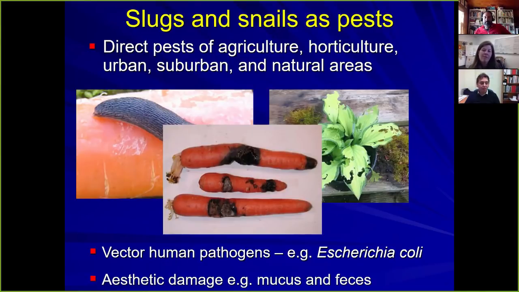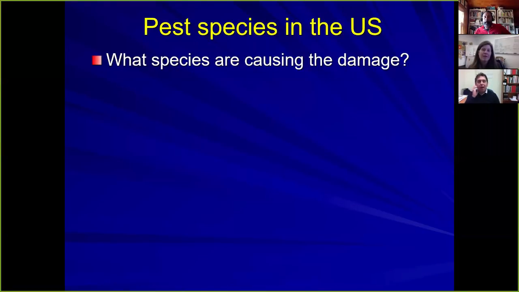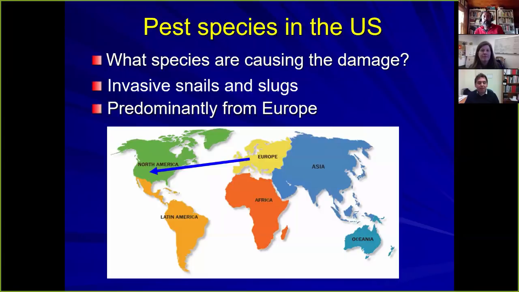The story doesn't end there though. Slugs and snails also cause aesthetic damage to plants by depositing mucus trails and feces, and that greatly reduces the market value of produce. And one of the things I've been doing since I came to the United States about 10 years ago is trying to get a handle on what species are causing the most damage throughout the nation. Not surprisingly, it appears to be the invasives, and the vast majority of these are accidental introductions from Europe.